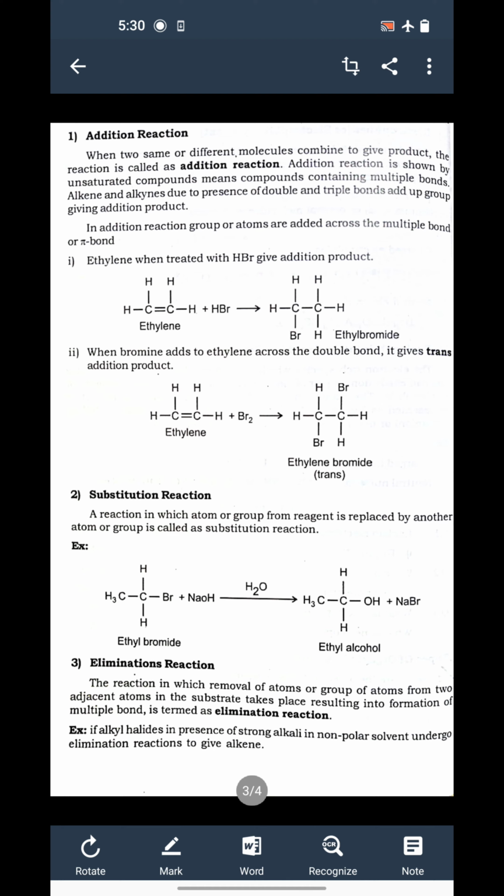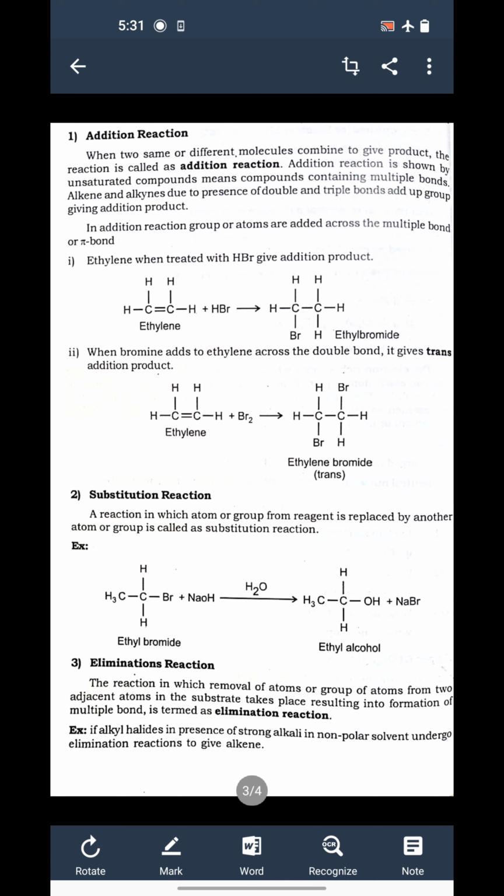Now in the first reaction, that is addition reaction, as the name says, addition. What is special for addition reaction? We need a compound or reactant having a double bond or triple bond, meaning multiple bonds. For example, ethylene. What is the formula for ethylene? CH2=CH2. The carbon-carbon double bond in ethylene undergoes addition reaction, meaning one molecule gets added to ethylene. Suppose we are adding HBr.